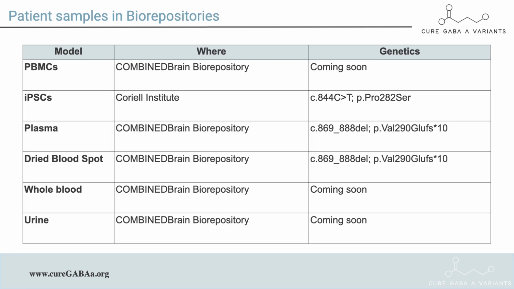Then for patient samples, because this is a new foundation, we do not currently have a whole lot yet, but the foundation is very motivated to get more samples, and there are arrangements through Combined Brain with the Van Andel Institute to be hosting all of these samples. So in 2024, they are going to be pushing to get, from all of the different genes, multiple variants from each, and a lot of different patients' sample types. And when we collect PBMCs, those can be de-differentiated into iPSCs.